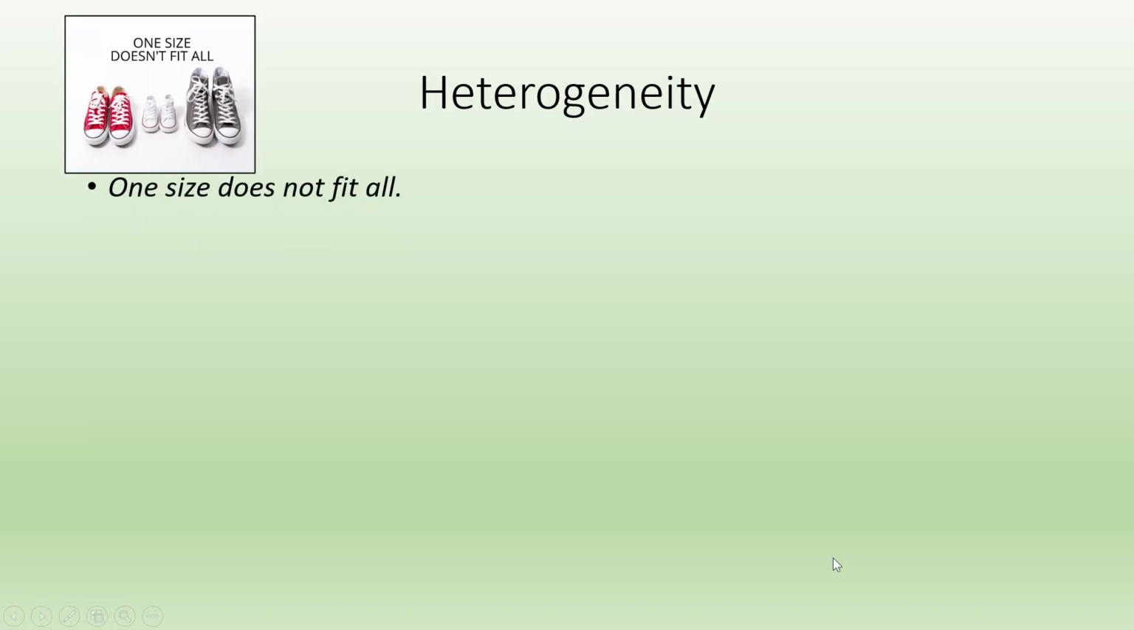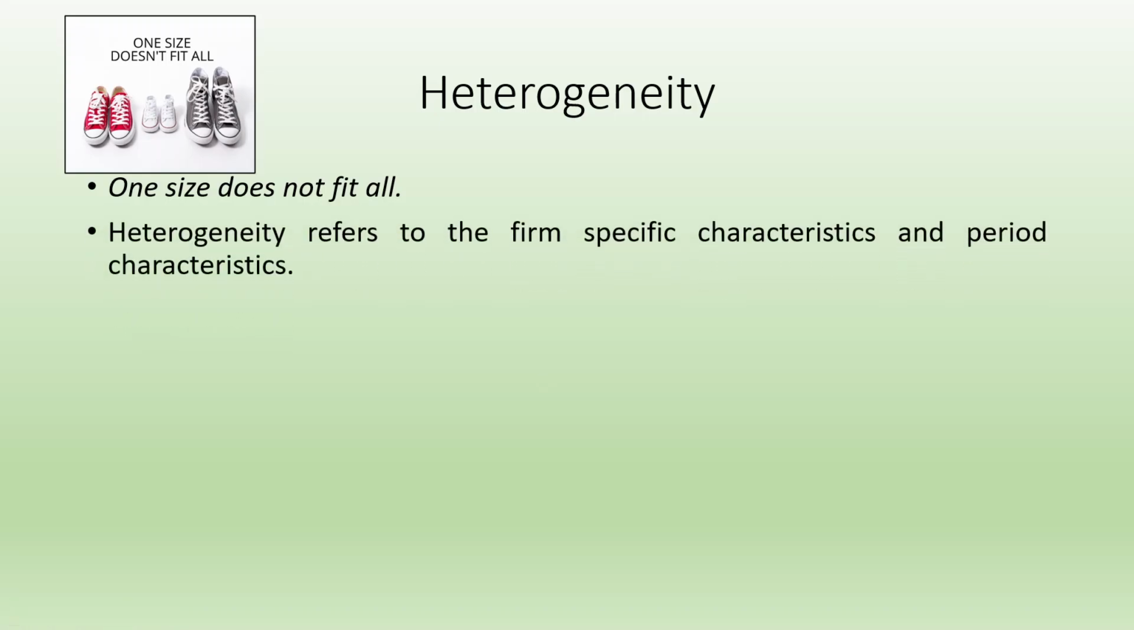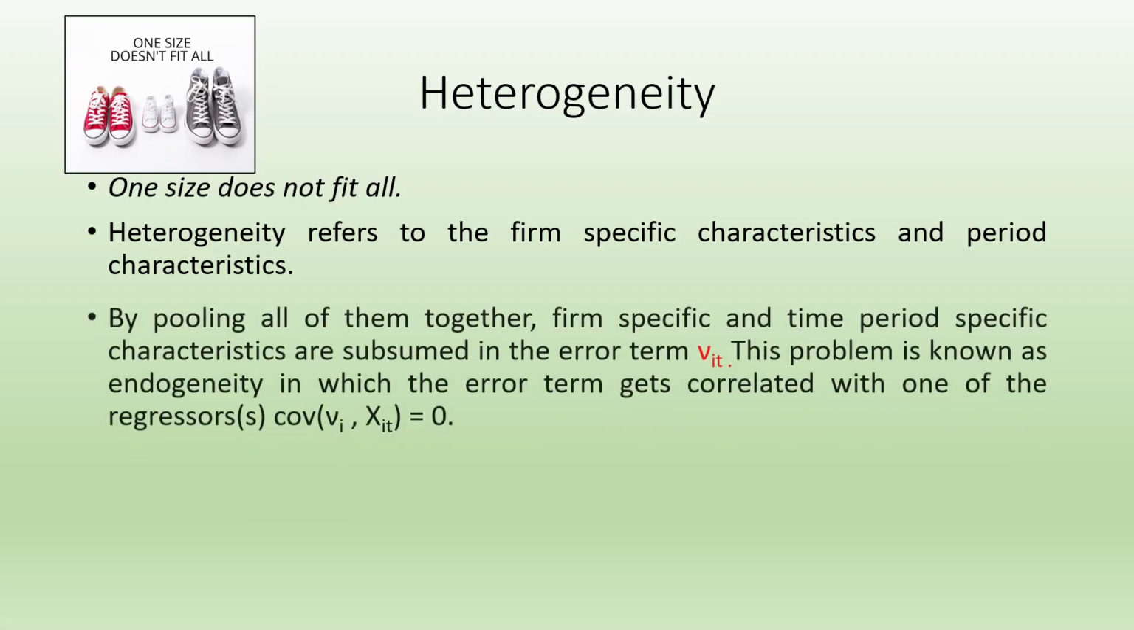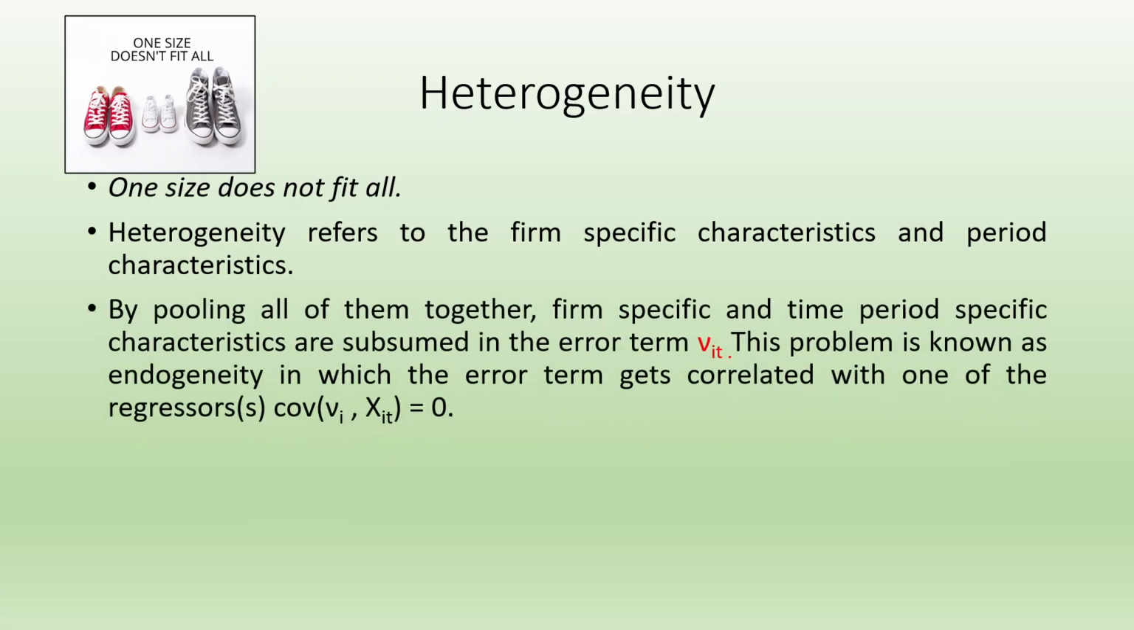Now what happens if we run the normal pooled OLS? We assume that there is homogeneity in the entire data, but things are not so. One size does not fit all. Heterogeneity refers to the firm-specific characteristics and the period characteristics. By pooling all of them together, firm-specific and time-period-specific characteristics are subsumed in the error term u_it. This problem is known as endogeneity, in which the error term gets correlated with one of the regressors.